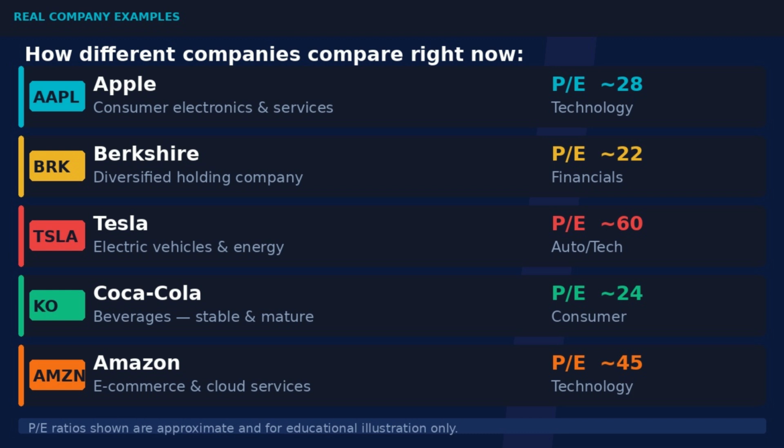Tesla trades at a PE of around 60. That is expensive territory. Investors are paying for future growth potential, not current earnings. If Tesla delivers, it is justified. If it doesn't, the stock is vulnerable. Coca-Cola sits around 24, steady and predictable as you'd expect from one of the world's most recognized brands. Amazon trades around 45, reflecting high expectations for continued growth in cloud computing and e-commerce. Note, these are approximate values for illustration purposes only. Always check current figures before making any investment decision.